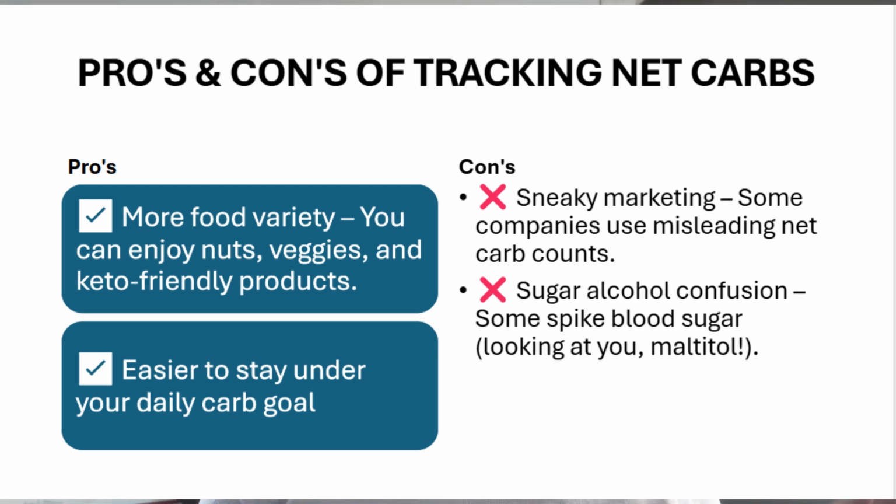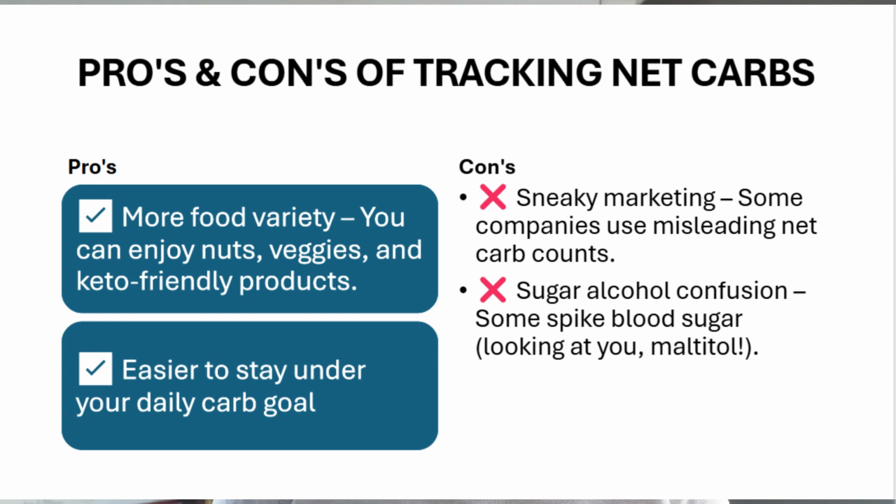All right, let's take a look at the pros and cons of tracking net carbs. If you're tracking net carbs, you get more food variety. You can enjoy nuts, veggies, and keto-friendly products. I still say you can enjoy that on total carbs, on a strict ketogenic diet though as well. You just have to plan accordingly. But it is easier to stay under your daily carb goal.